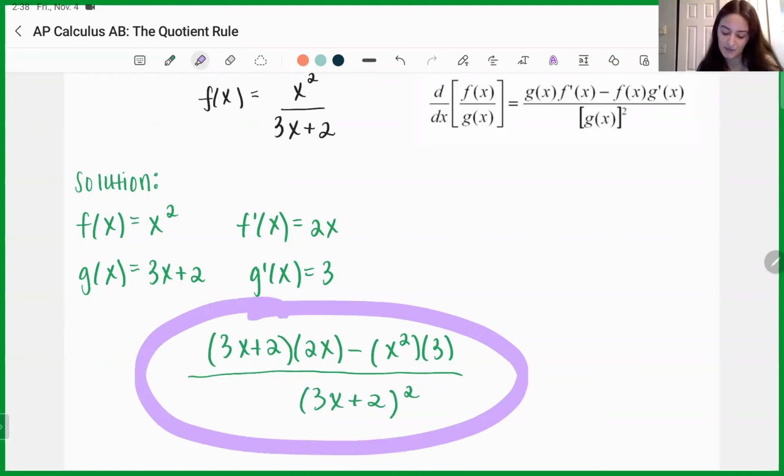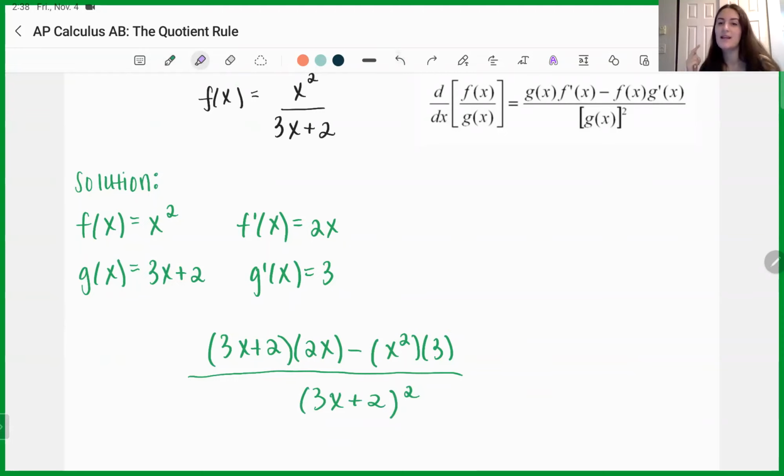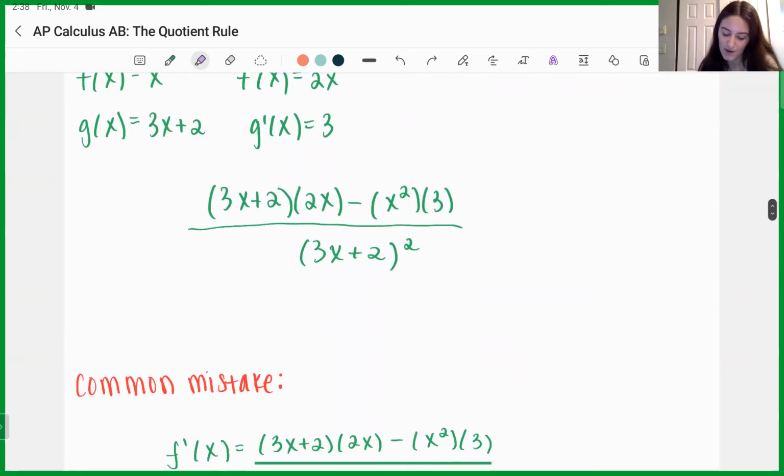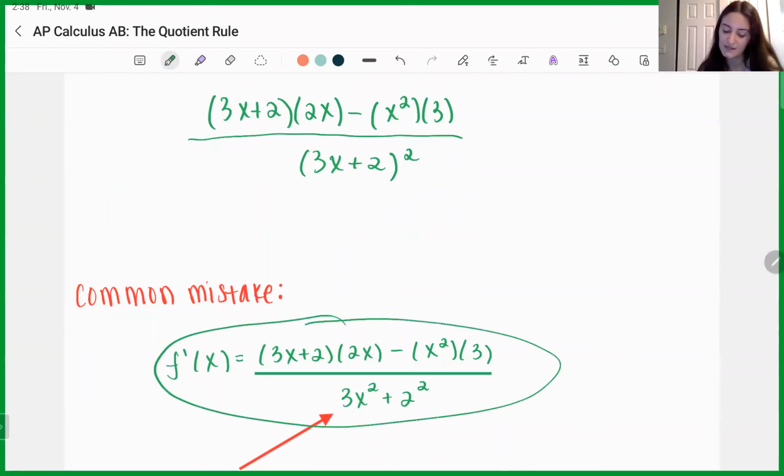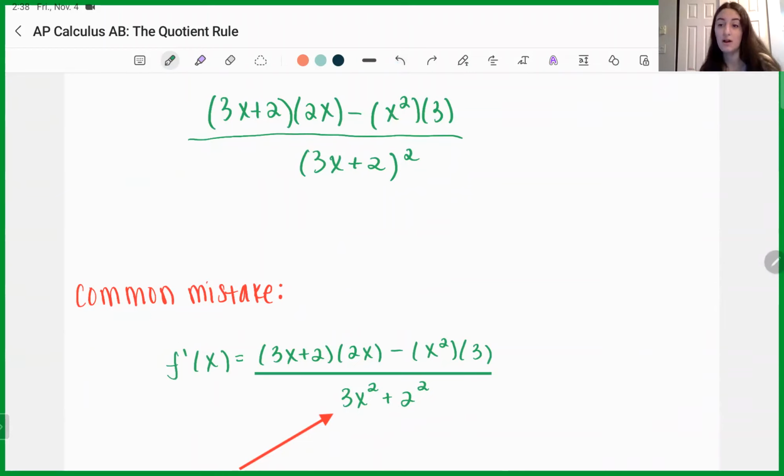So really it's just figuring out those 4 pieces, f, f prime, g, g prime. Once you have those, plug it in, and then that's your answer. So it's really not too bad. One thing I want to point out here is a very common mistake that I see students make a lot. And so this right here is our correct answer. But this one down here on the bottom is an answer that students put a lot. So I want you to look at that and figure out what's wrong with that.